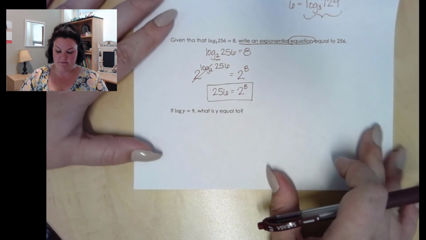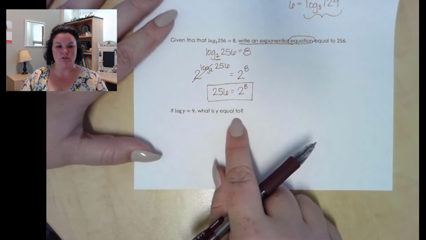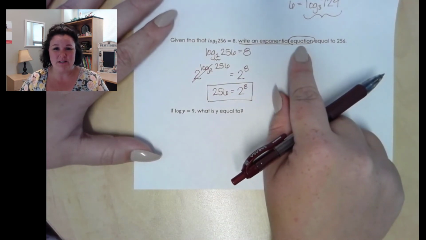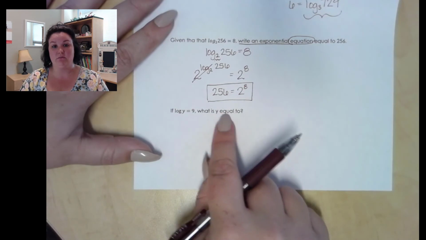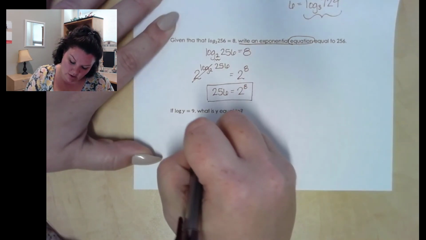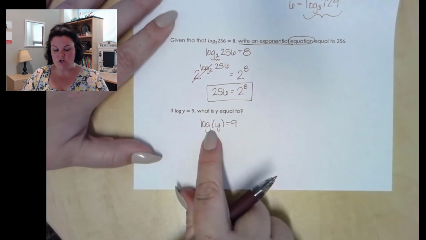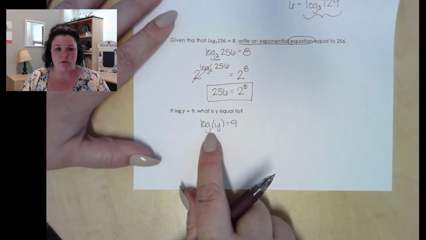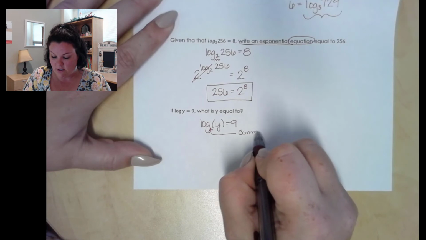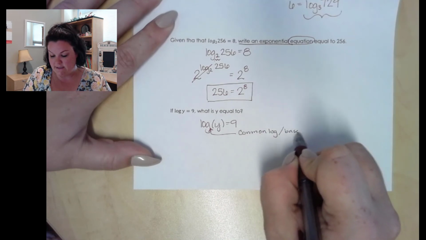So this one says if log y equals 9, what is y equal to? So notice it's not asking me for the whole equation. It's just asking me what it equals. So I'm just going to put in whatever expression y is going to be equal to. So I start off with log of y equals 9. Now notice there's no little base. There's no little subscript written. So if there's no base here, this is a common log, which means that it is base 10.